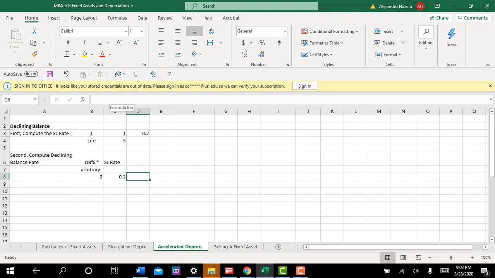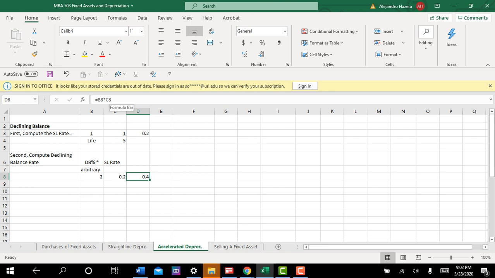Okay, and so our declining balance rate is going to be twice the straight line rate. So our declining balance rate there is going to be our arbitrary percentage times our straight line rate, which is 20%. So our declining balance percentage is going to be 40%. And we're going to use that 40%. We're going to apply it to the net book value every year. And you can see if we double the straight line rate, we're going to get really an acceleration in the early years of our depreciation expense.